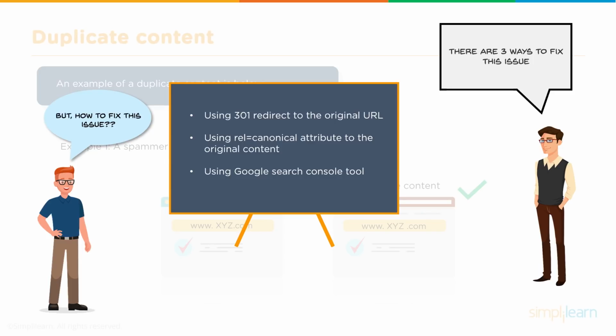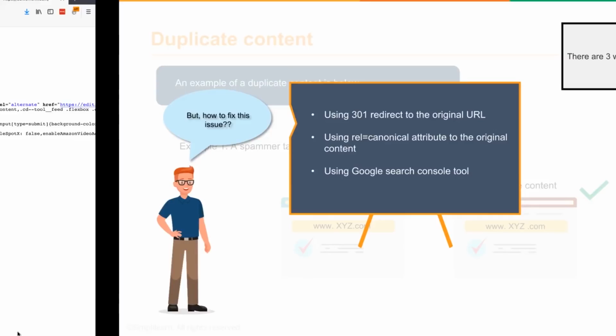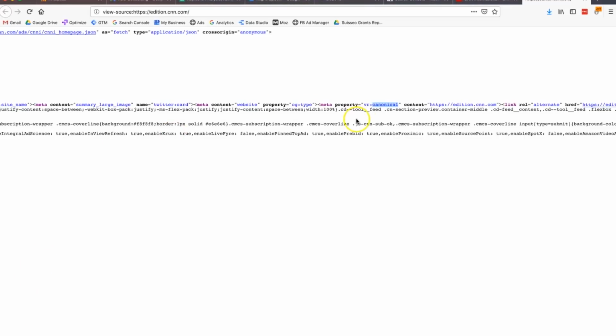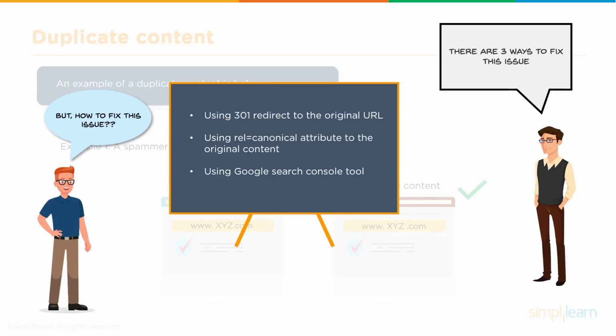So let me show you an example. If you have a site, let's just use CNN as an example. CNN.com has a lot of content. And sometimes, given the breadth of content that they have, they may run into duplicate content. So they simply put a canonical tag into their header. And by doing that, they're able to tell the search engines, hey, this page, this domain is the original.